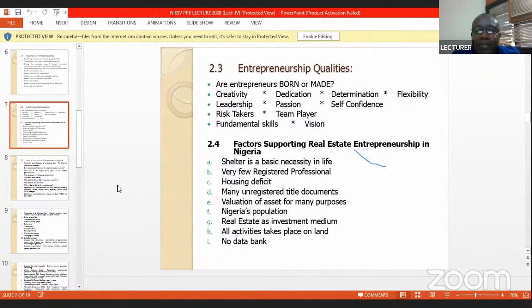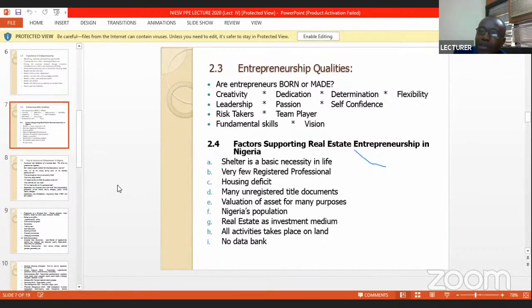Team players. The world is becoming a global village. For you to succeed, you must play as a team. You must be part of a team. So, very, very important, you must possess fundamental skills. Even if you are ingenious, there are basic skills we expect you to have. And what are these skills?